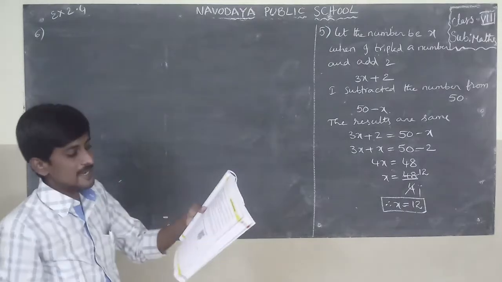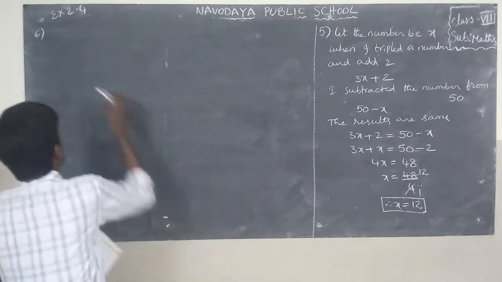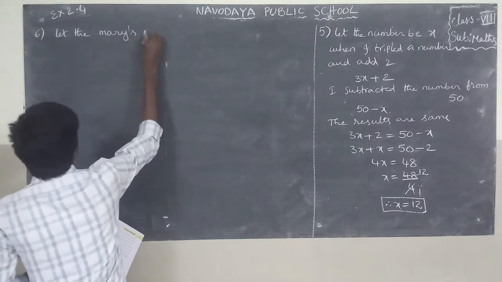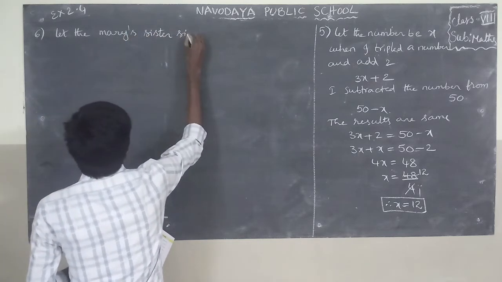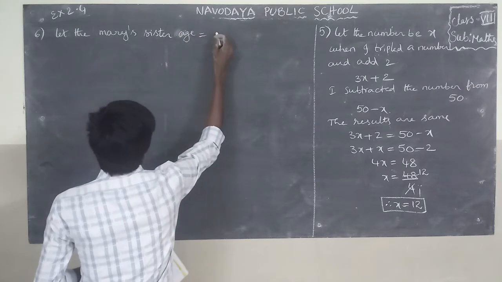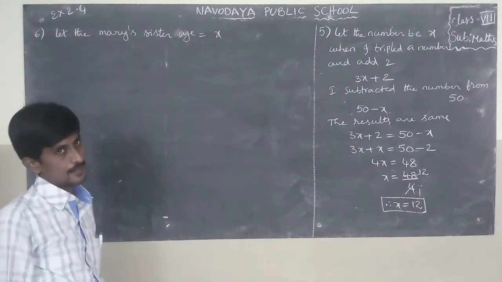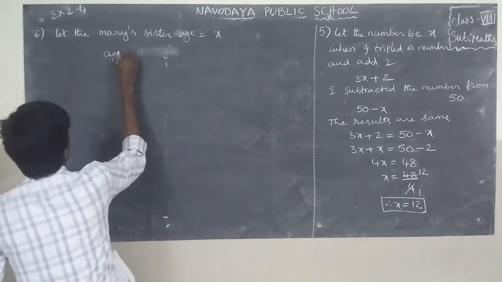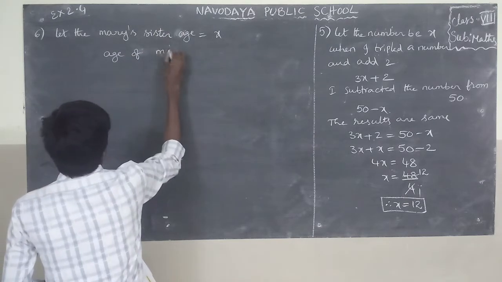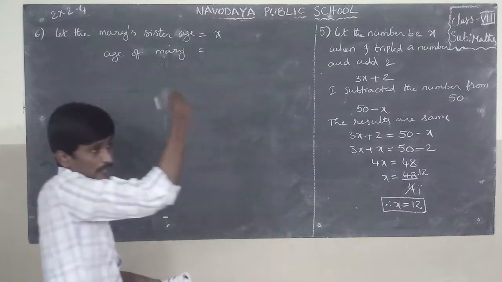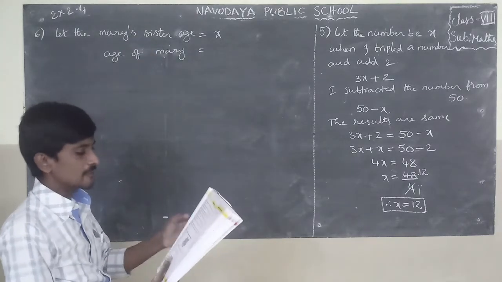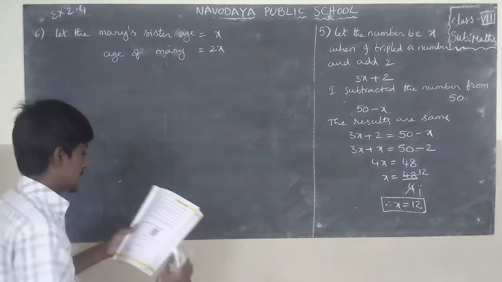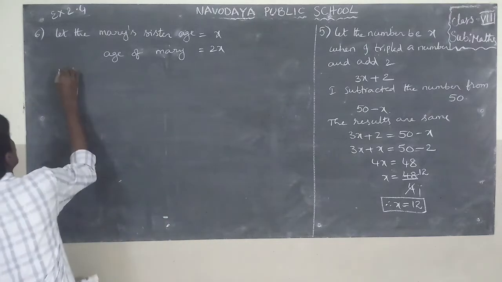We don't know Mary's age and her sister's age. So let Mary's sister's age equal x. We don't know her age. The age of Mary equals twice, since Mary is twice as old as her sister, so 2x.